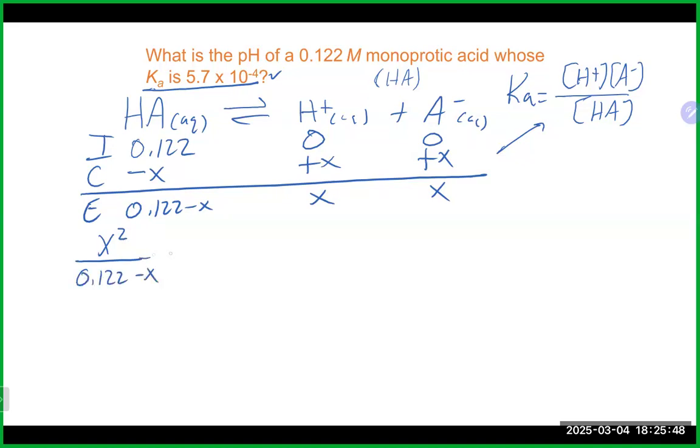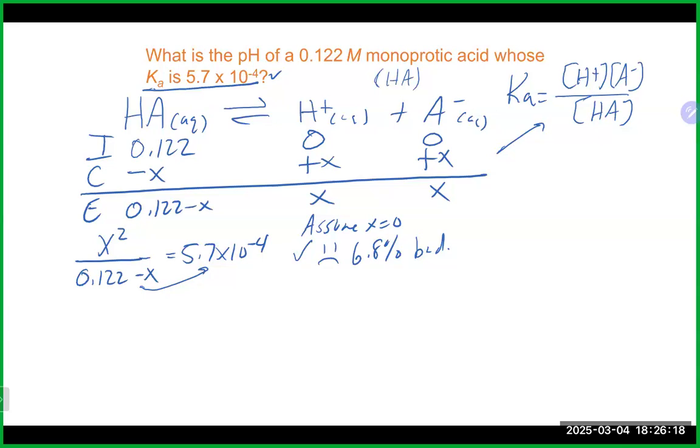minus x is equal to 5.7 times 10 to the minus 4. You could assume that x is approximately 0, and you should check it, and you know it is a bad thing there because that's 6.8%. So hopefully you checked it, and you cannot use the assumption here as it is not good. It's bad in this case. That means that we do need to solve it the quadratic way here.